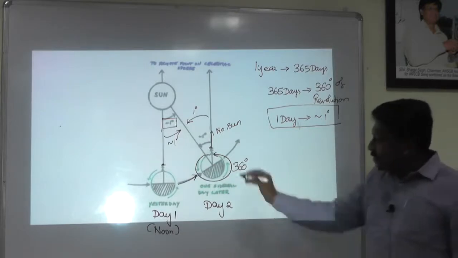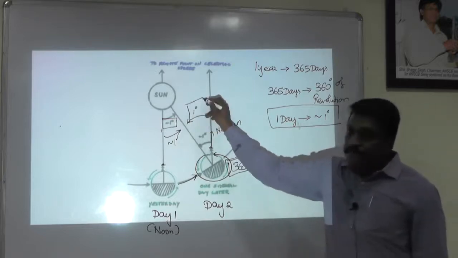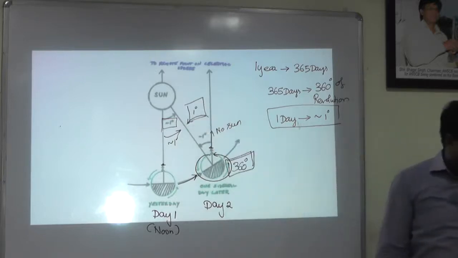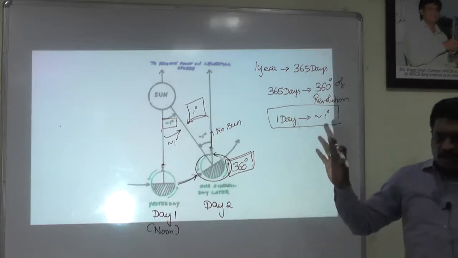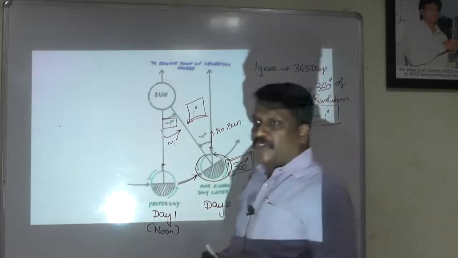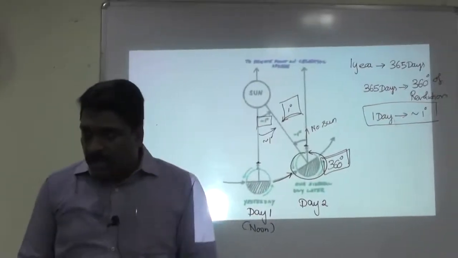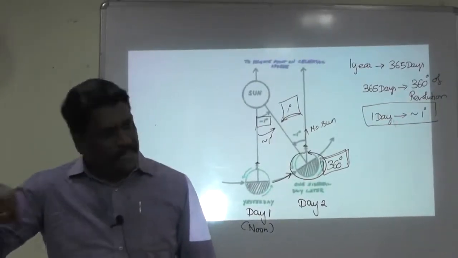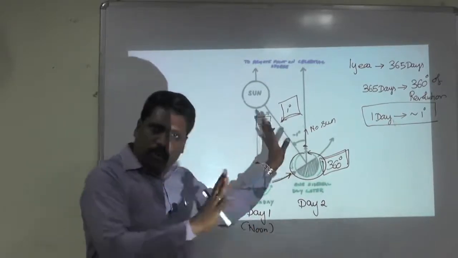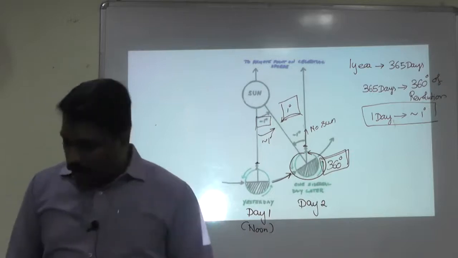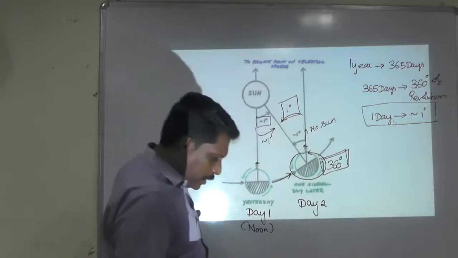That's the reason I said noon to noon is 360 degrees of rotation plus 1 degree of adjustment. Now everything is clear. Why is there a complexity? The complexity is very simple. It is because the Earth is rotating as well as revolving. If Earth had not been revolving, you would not experience these complexities.